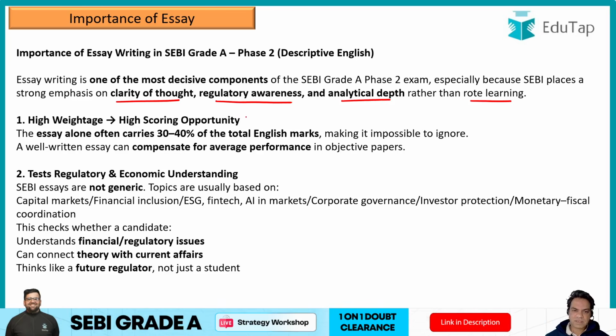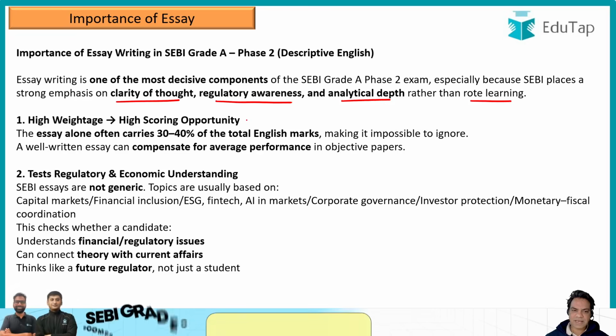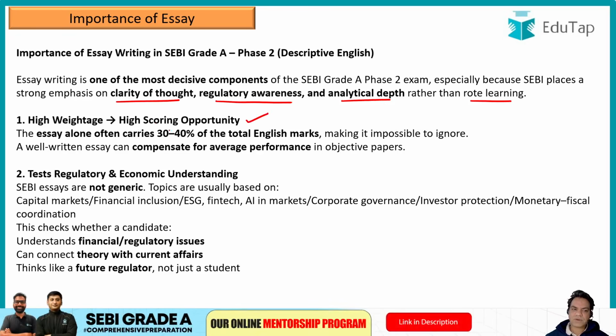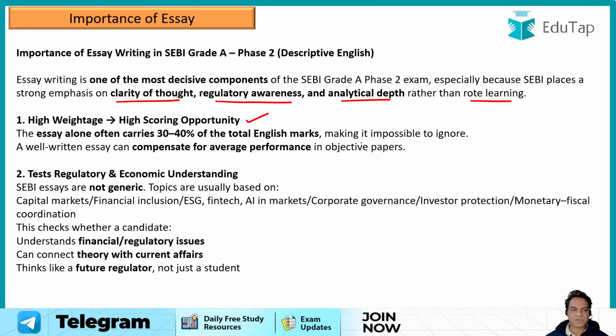So essay has high weightage. It has a high scoring opportunity. Essay alone often carries 30 to 40% of the total English marks, making it impossible to ignore. A well-written essay can compensate for average performance in the objective papers, which is your FM, NE, SI.